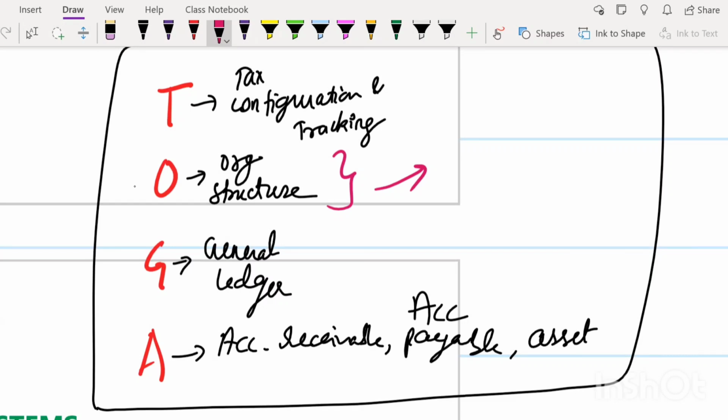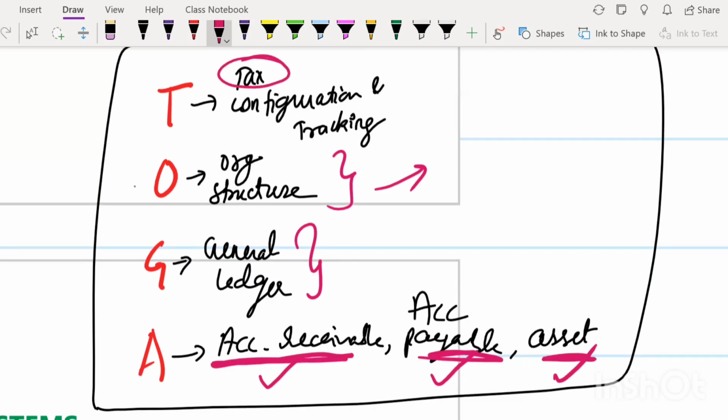Once that is updated, you have to update all your general ledgers, whatever ledgers you use in the company, into the ERP. After that, you have to update information about accounts receivable, accounts payable and assets, whatever data is there, into your ERP. Then related to tax, that is CGST, SGST, what rates are going on, and for cess, what rate is going on, all those things you have to update.